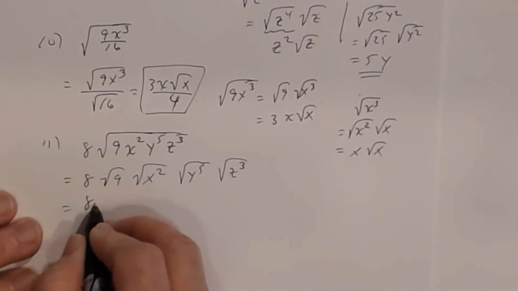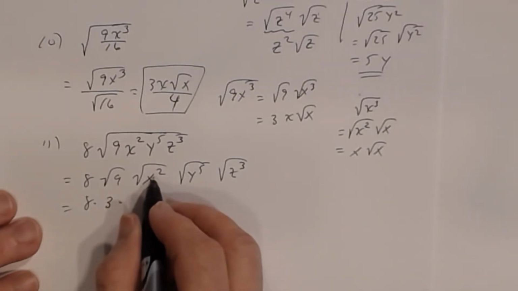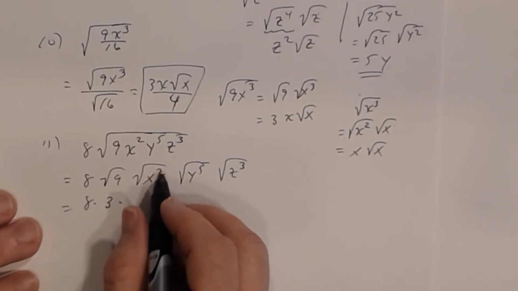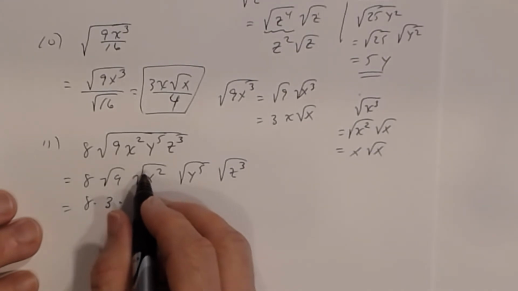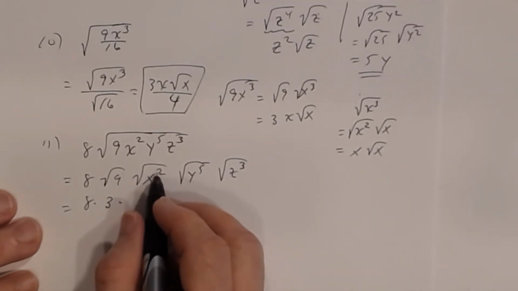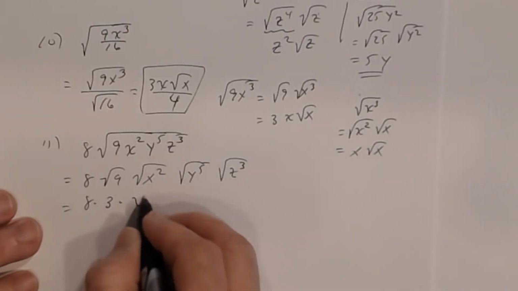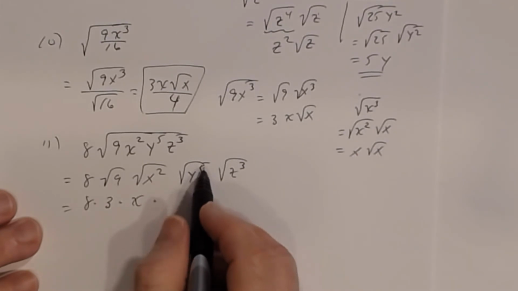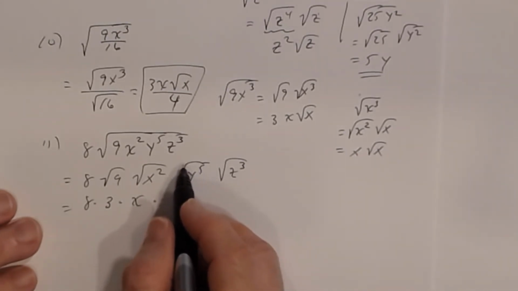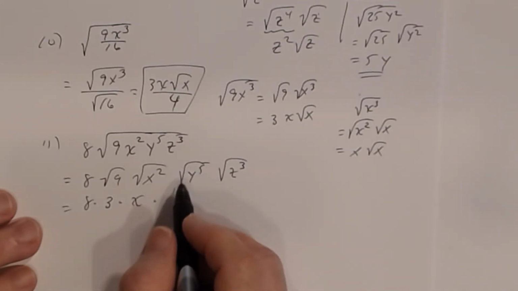So I get 8 times, 9 is a perfect square, the square root of 9 is 3. Can I simplify the square root of x squared? Yes, because 2 is greater than or equal to 2. Is this an easy one? Yes, because 2 is divisible by 2. So what's the square root of x squared? 2 divided by 2 is 1, so it's just x. Can I simplify the square root of y to the 5th? Yes, because 5 is greater than or equal to 2. Is this an easy one? No, because 5 is not divisible by 2.